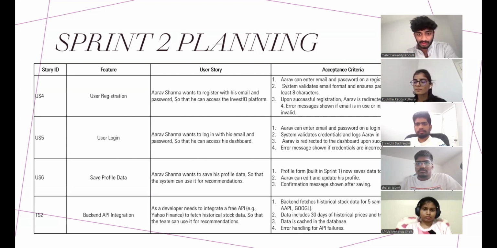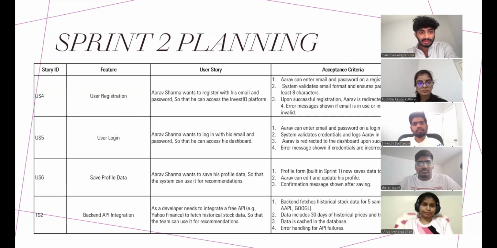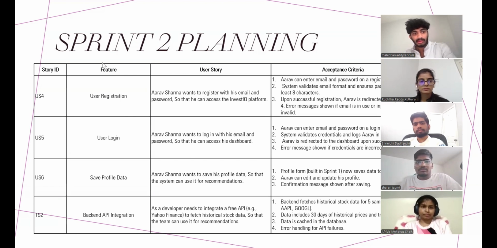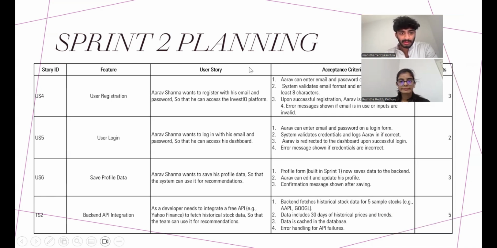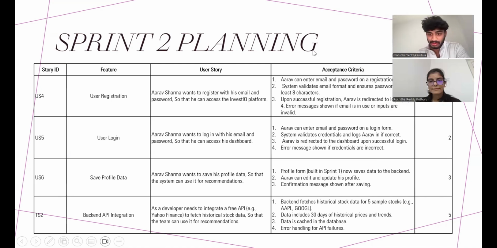Next we have user login. Rohit wants to log in with his email and password so he can access his dashboard. It allows users to log in, verify credentials, and redirects to the dashboard. Next, we got save profile data. Users can save and update profile data for recommendations. So Rohit Sharma wants to save his profile data so that the system can use it for recommendations.